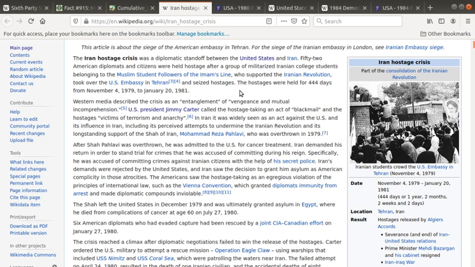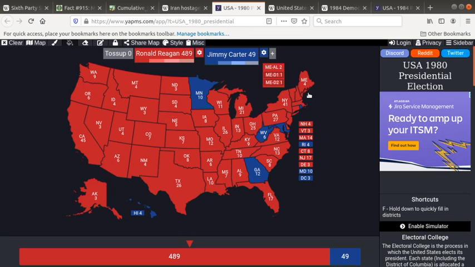It caused him to lose popularity rapidly, and it all culminated in the election of 1980, in which Ronald Reagan beat Jimmy Carter 489 electoral votes to 49. The only states Jimmy Carter really won were his home state, some key Democrat states, and D.C., which is not a state, and one which happened to be the home, or at least the birth state, of Vice President Walter Mondale.